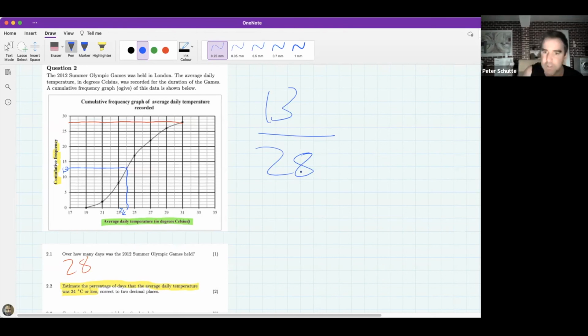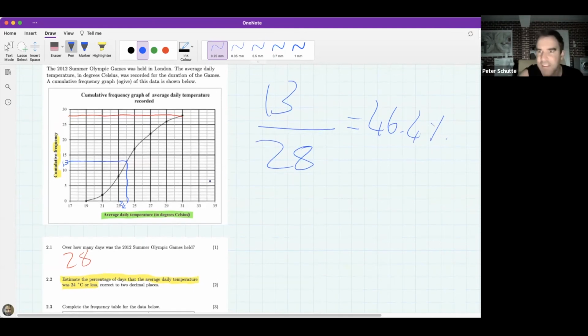And we should get about 46.4%. Now, there might be some variation if you got a 12 instead of a 13, but it's approximately 46.4%. Okay, guys, I'm actually going to call it there.